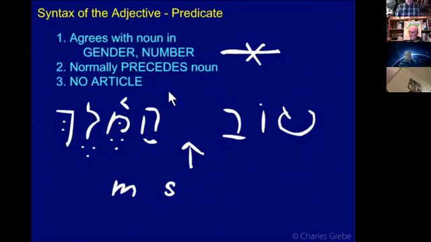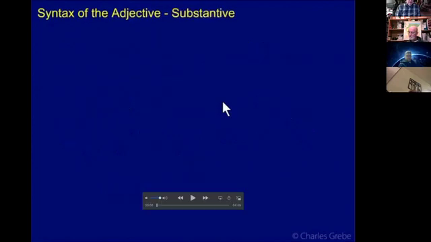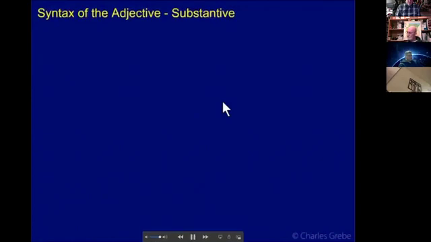Laten we even naar de volgende gaan, misschien helpt dat. Dat is deze. Ik moet hem even verschuiven. En die naar beneden. Huppatee. Syntax of the adjective, substantive. Dus dit gaat over het substantief. Dus we hebben attributief, predicatief en substantief. Ingewikkelde Latijnse namen voor dingen die we in normaal taalgebruik niet eens begrijpen.